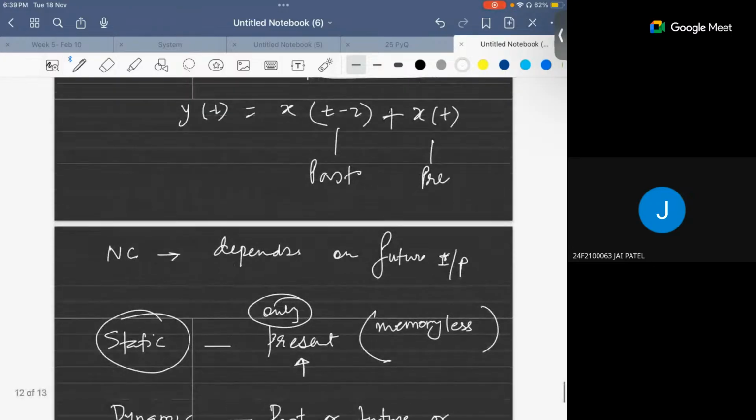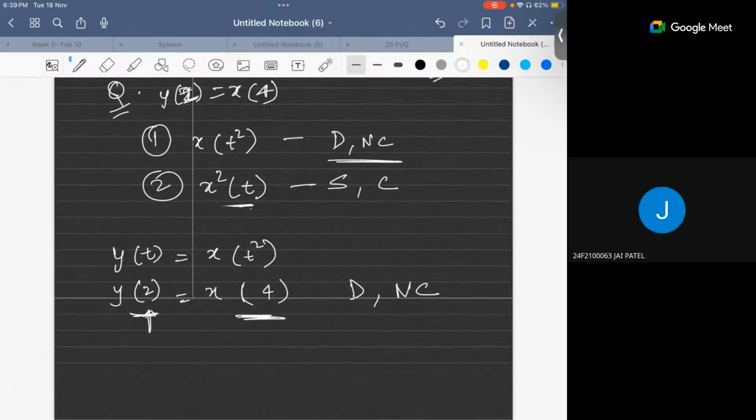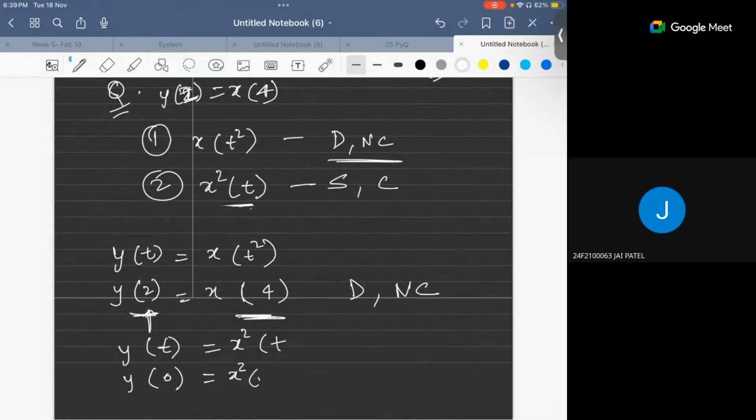I told you, it has been written here. Non-causal depends on future input. If there is some future term, you can directly mark it as non-causal. Clear? Now go to the next one. y of t equals x squared t. Put 0, it will depend on 0 only. y of 1 will depend on 1 only. So it just depends on present. If a system just depends on present, it is static for sure and causal also.